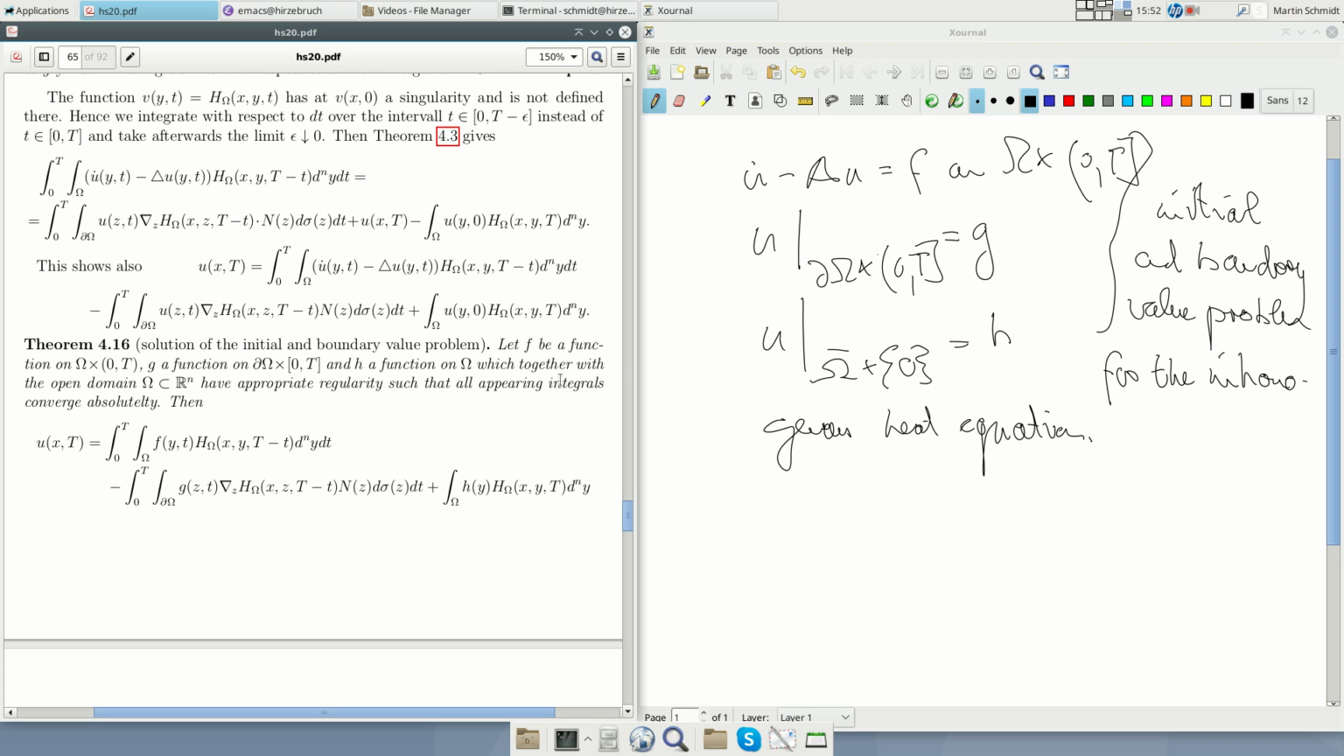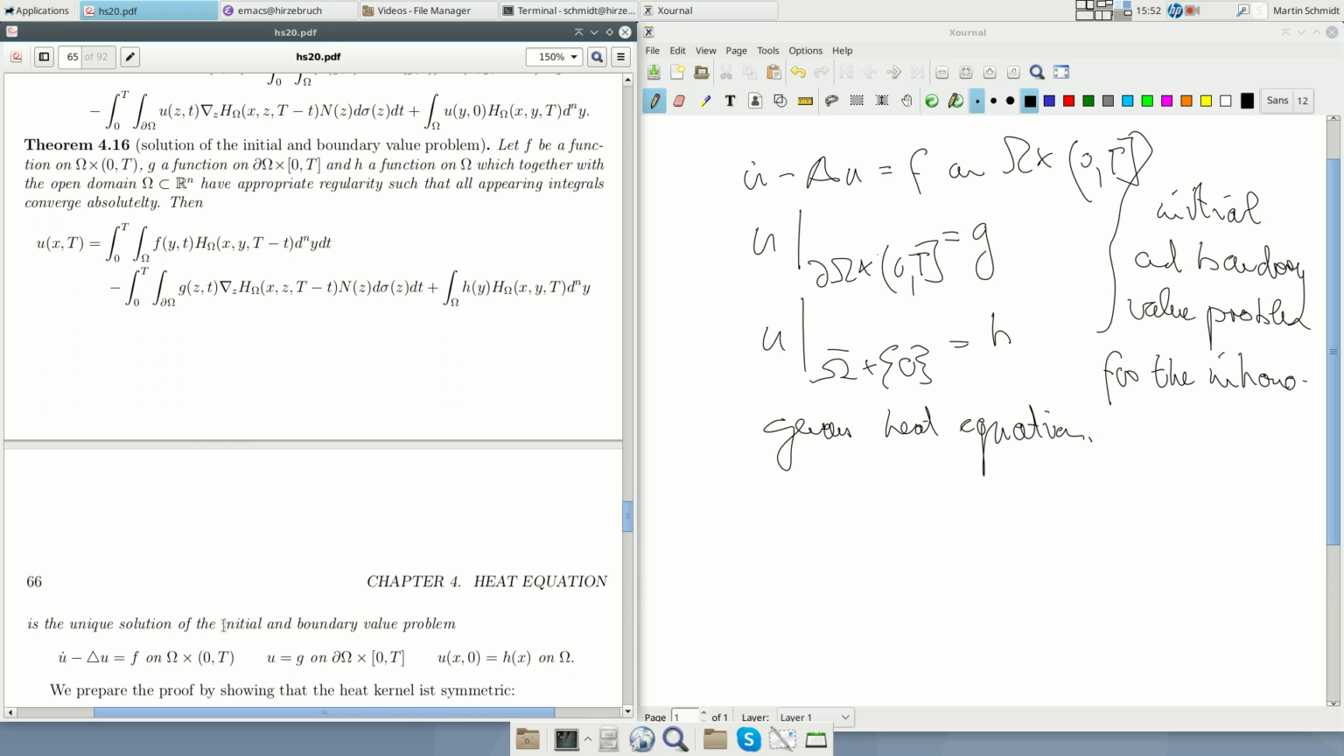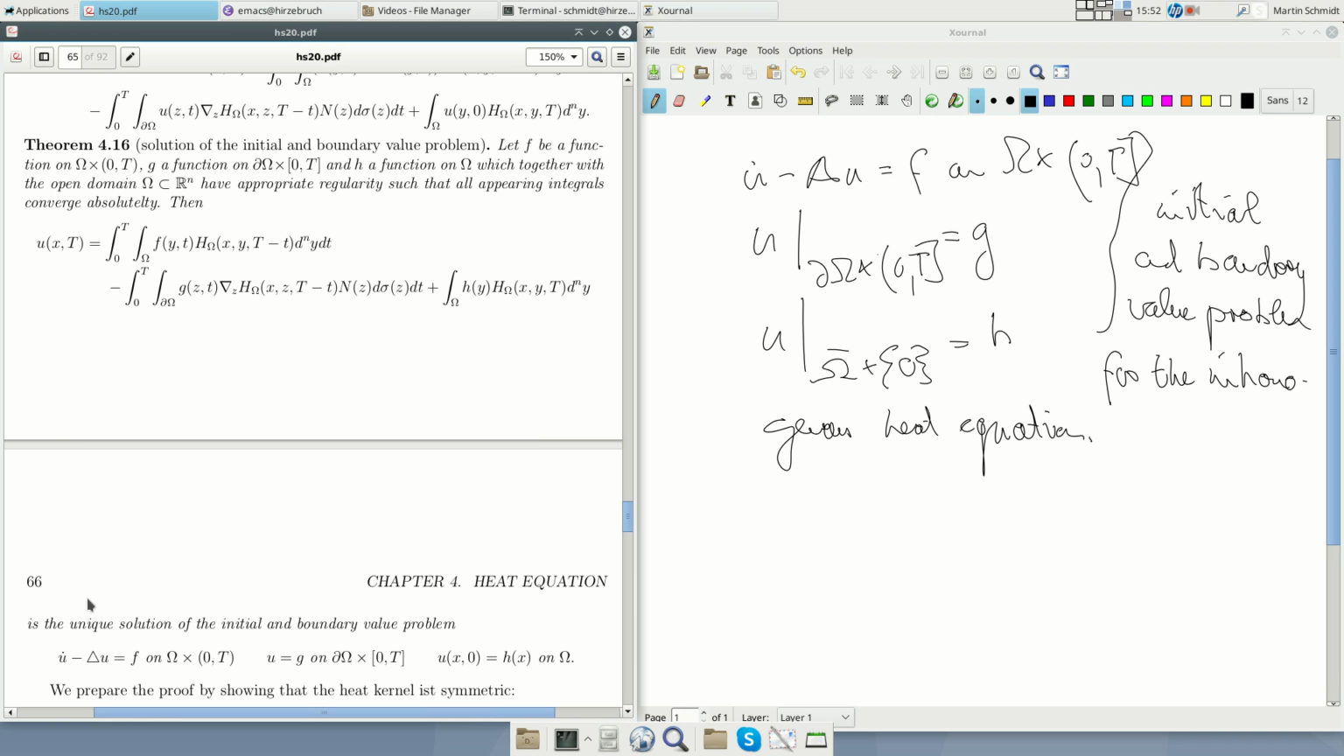omega or omega bar, extending with appropriate regularities, as we will specify this later, such that all appearing integrals converge absolutely, and then the claim is that in this case we really have that this solves the unique solution of the initial and boundary value problem, which I described here. So this is exactly this problem.